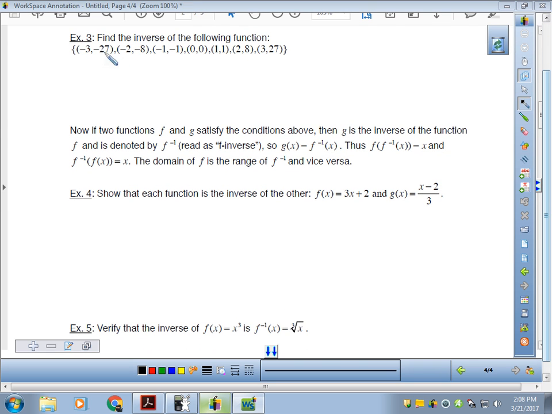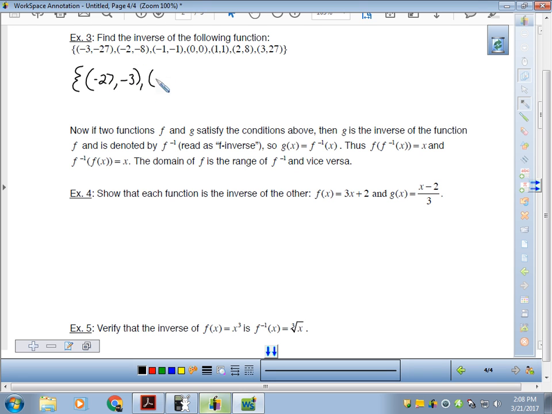So let's look at that. Here we have a function. It's listed as a set of points: (-3, -27), (-2, -8), (-1, -1), (0, 0), (1, 1), (2, 8), and (3, 27). And it asks us to find the inverse of this function. Now, for inverses, x's and y's just switch. So this first point would become (-27, -3).